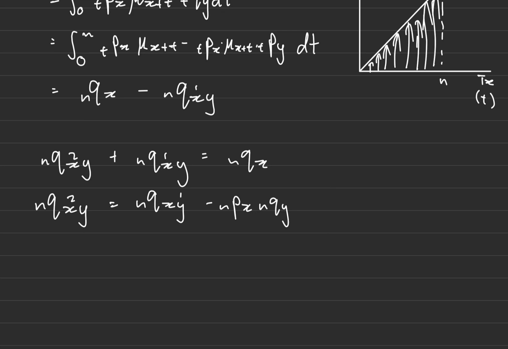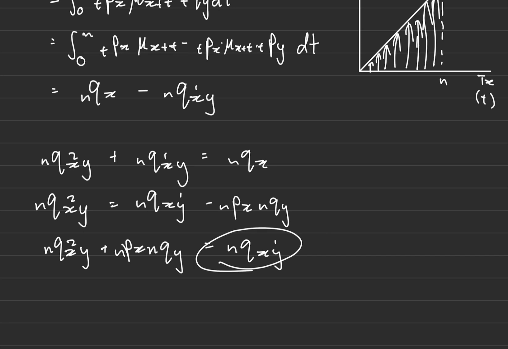So I'm going to change the order of this to be nq x2y plus npx times nqy is equal to nq xy1. Now here is the simplest to interpret, just because it's one side of the equation. So what is this? This is x and y.